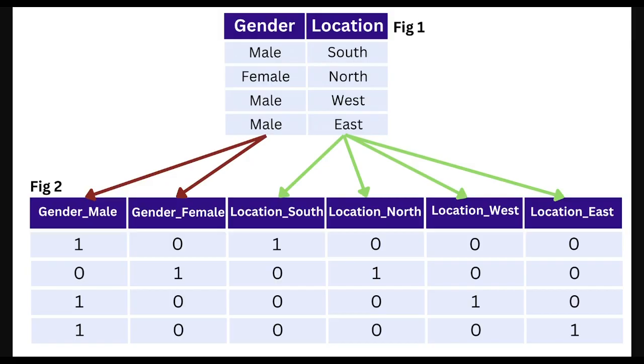We will also try to see why the column names are in this particular format, where first we have the initial column name, then an underscore, and then the unique category name, because this is what we are going to use in our implementation part as well.